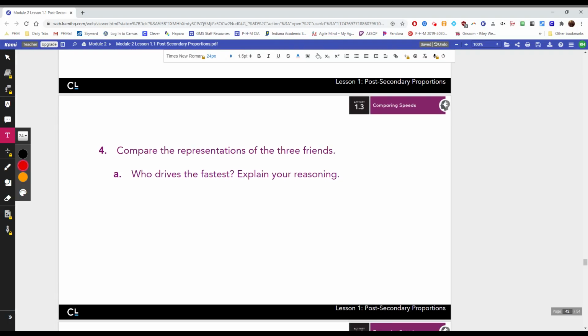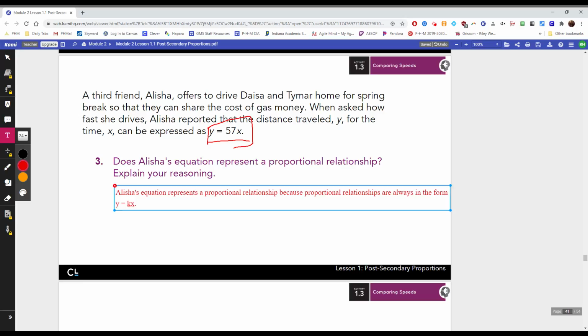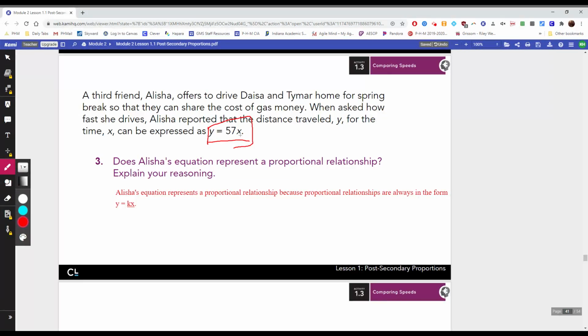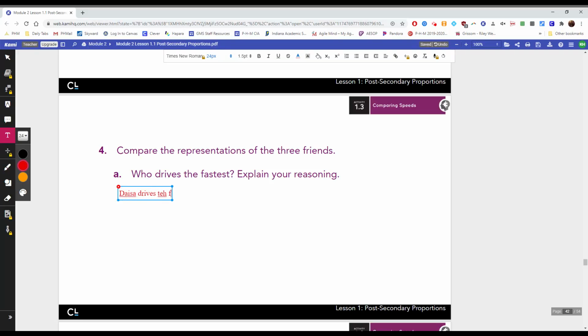Compare the three friends. Who drives the fastest? Well, let's talk about Alicia. If Alicia's equation is y equals 57x, then that means that her unit rate, or her constant of proportionality, is 57 miles per hour. So who drives the fastest? It is going to be Deja. She drives the fastest because her unit rate is the largest.